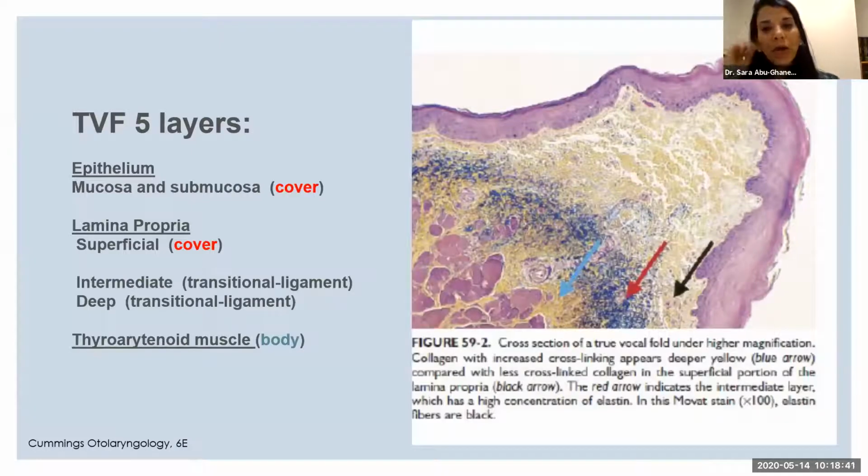To remind us all, the histology and 5 layers of the true vocal fold. This is taken from Cummings, your textbook. The most superficial one is the epithelium with the mucosa and submucosa. Then we have the 3 layers of the lamina propria, the superficial, intermediate, and deep one. And deep to all this is, of course, the thyroarytenoid muscle.